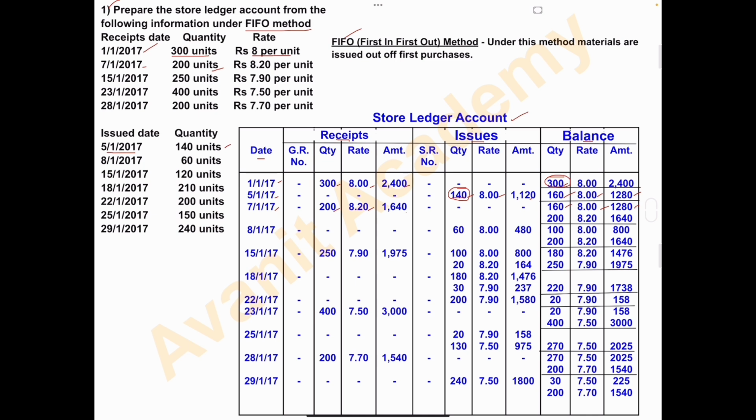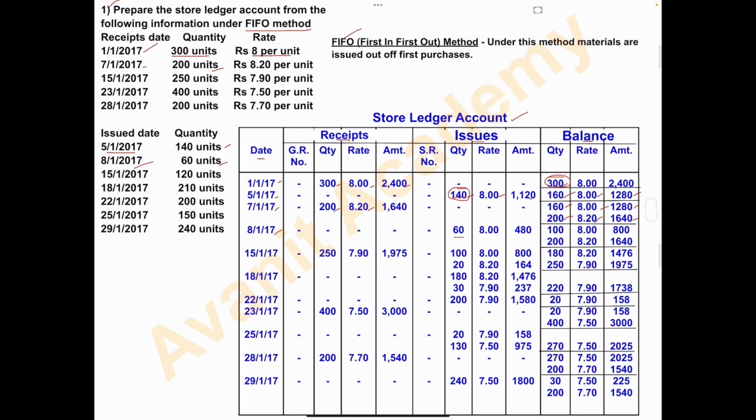That is 200 units at the rate 8.20 and the amount is 1640. Like this, you have to record all these entries. On 8th January, 60 units are issued. Write here in the date column 8th January 2017. Receipts column nil, because on 8th January only goods are issued, not purchased. So receipts column nil and issues column SR number nil.